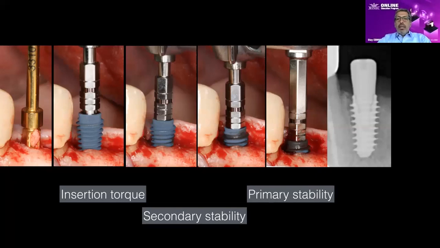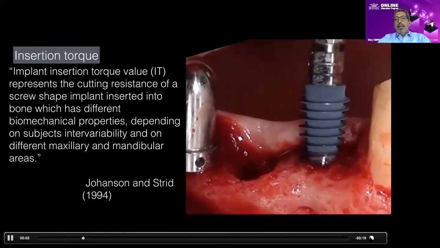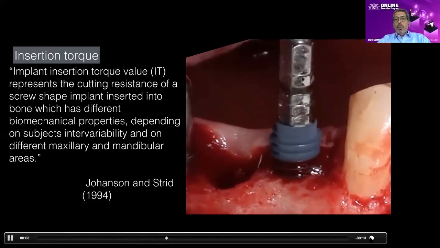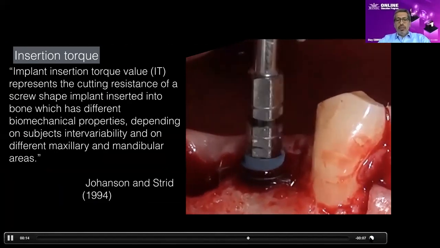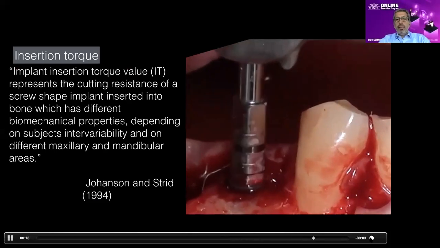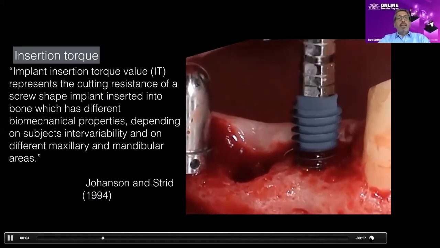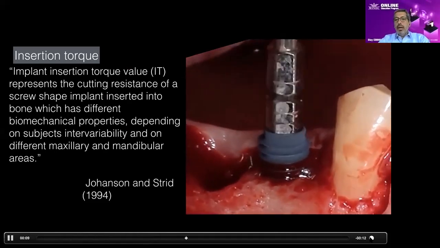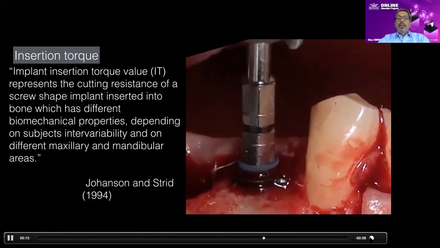So I would start by defining these words. So what is insertion torque? You should know that an implant is screw-shaped, and when you place an implant into the bone, it's a little bit like placing a screw into a piece of wood, for instance. And when you screw something in a piece of wood, you have certain resistance while screwing. This is what we call insertion torque. Insertion torque is the cutting resistance of this screw-shaped implant that is inserted into bone. And the harder the bone, the higher insertion torque that you might have.